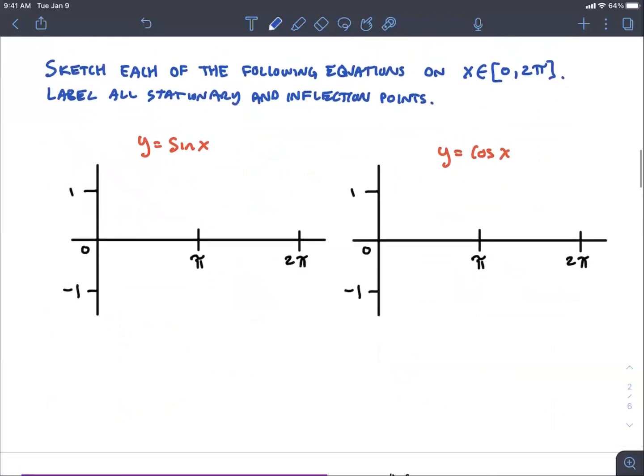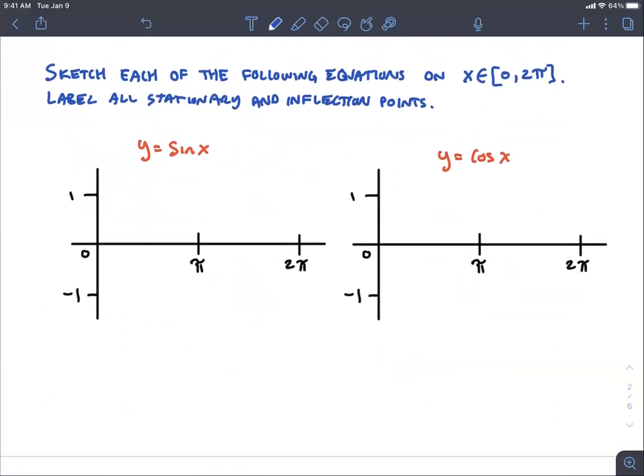Next little mini activity, take a second and just see what you remember about the graph of y equals sine of x and the graph of y equals cosine of x. Try to make a quick sketch of them on your own paper. Okay, if you haven't already paused it, please do, and I'm going to go through it right now.